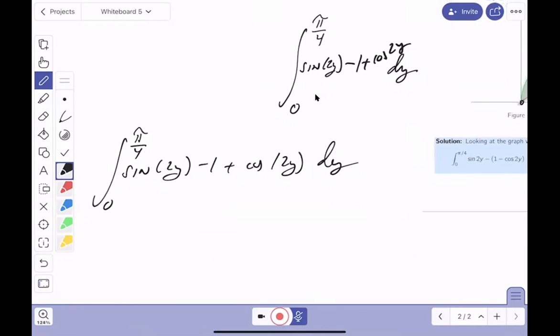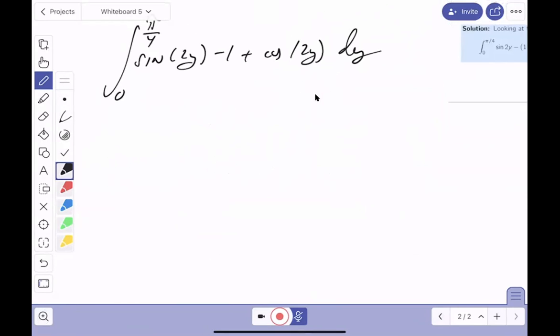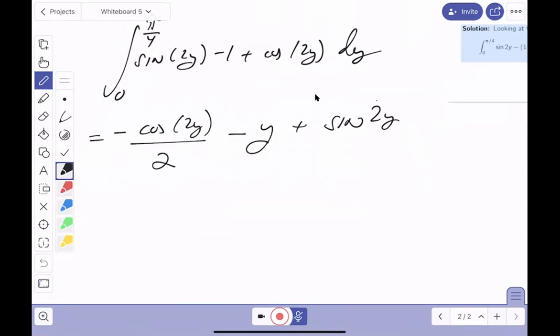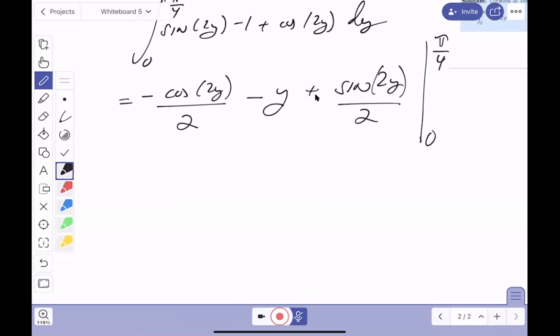Okay, let's see if we can do this now. We have an integration here. Minus cosine of 2y over 2 minus y plus sine of 2y over 2. Limits of integration 0 to pi over 4. Mistakes happen. This is why you do homework, so you learn where your weaknesses are and you try to shore those weaknesses up by practicing more.